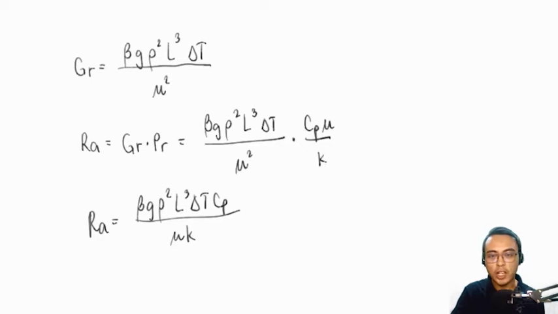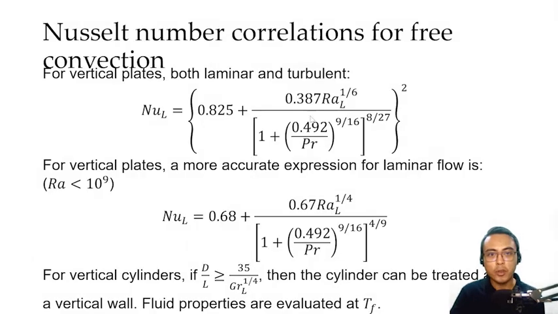That means that for natural convection, we have to look for the density, viscosity, thermal conductivity, heat capacity, and compressibility of the fluid in question. Okay? This is in conjunction with determining the Prandtl number for the fluid. So let's go back to the correlation. Once you have the Rayleigh number for the fluid and the Prandtl number, you can simply substitute those in this equation to determine the Nusselt number.